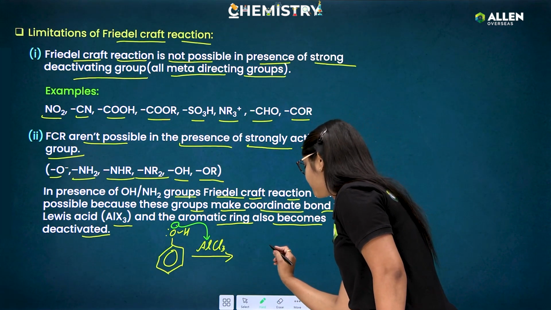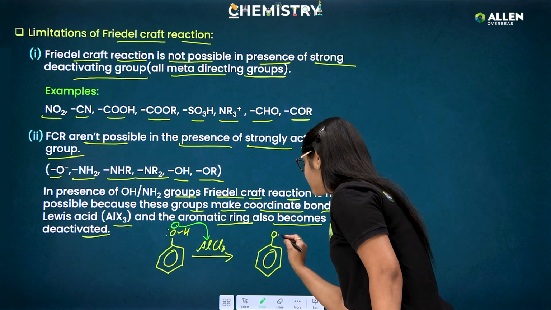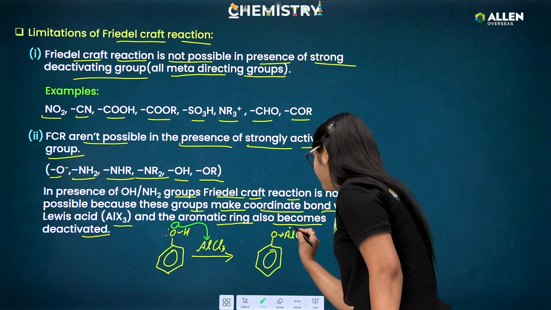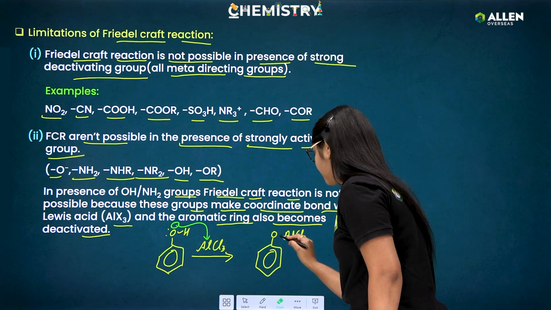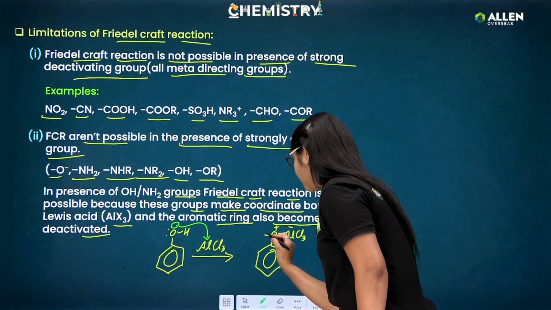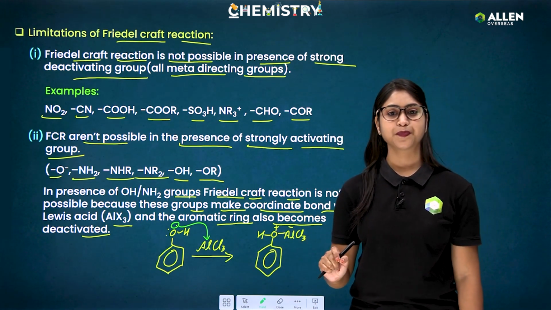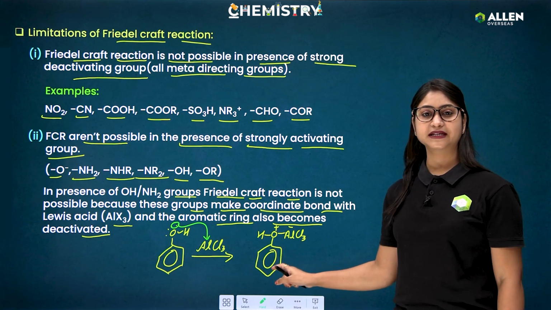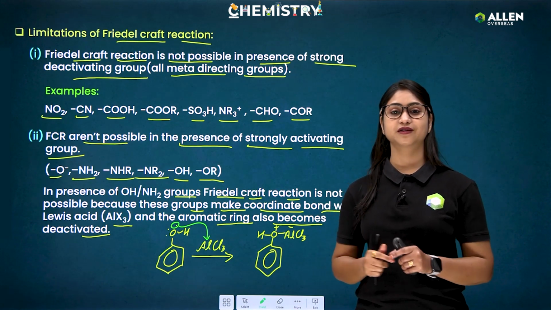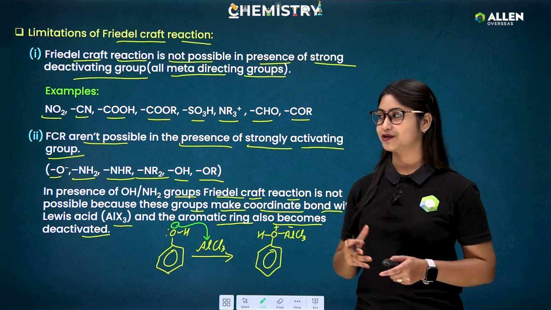So after this, what you will get? Oxygen, AlCl3, this is the coordinate bond. This will gain a negative charge, positive, and hydrogen. So you can see that due to the positive charge on oxygen, this ring has become highly deactivated. So that's why now it will not show the Friedel-Crafts reaction. So these are the limitations of Friedel-Crafts reactions, right?